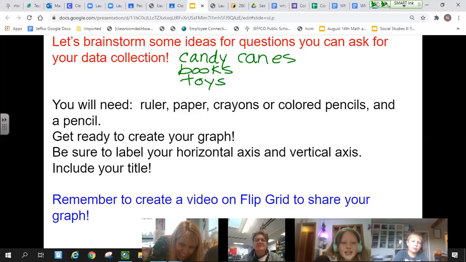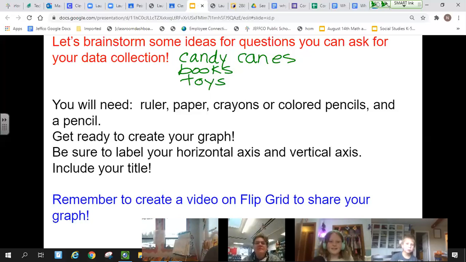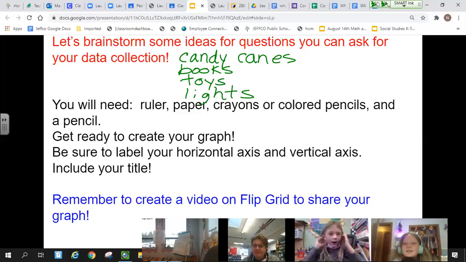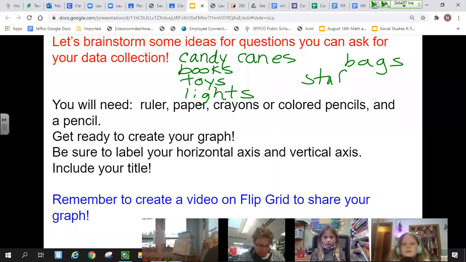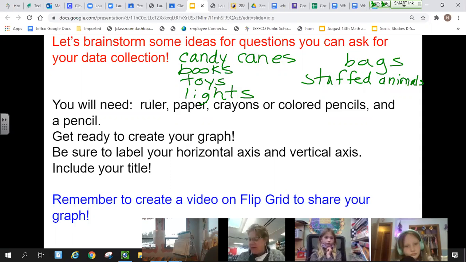Sunny, what about you, my dear? Different color lights on a Christmas tree. Ooh, good idea. Lights. What about you, Reese? I have bags here with candy canes, and some of them have candy canes on them, and some of them have red and green stripes. Oh, so types of bags? That's cool. Did any of you have stuffed animals that are a certain kind? And Haley said flowers.